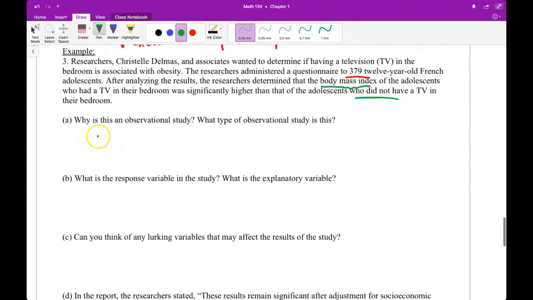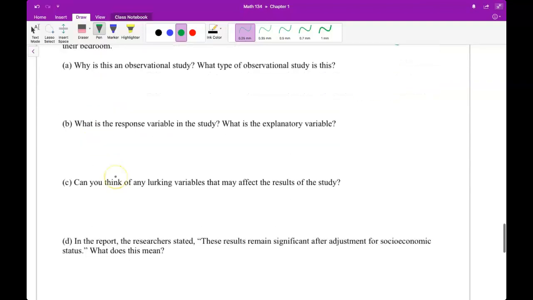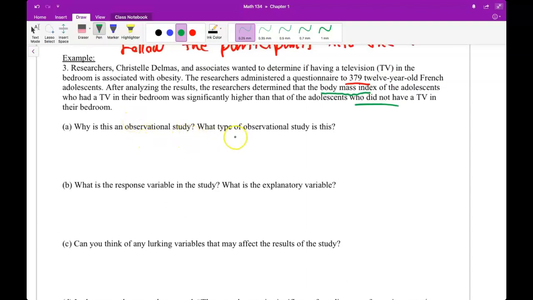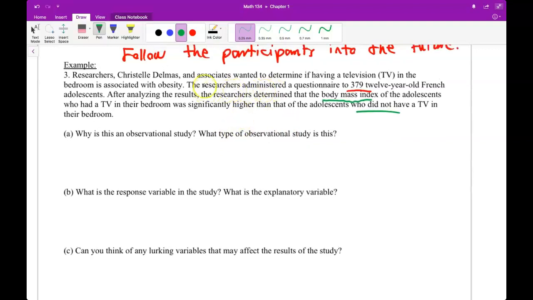Okay, now let's answer these three. We have Part A. Why is this an observational study? What type of observational study is this one? Because here we only had a survey, a questionnaire, and there was no kind of treatment. That's why this is an observational study.